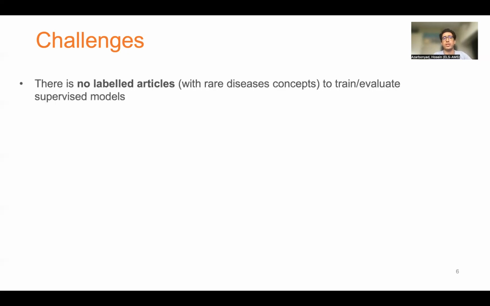The first one is that there are no labeled articles with rare disease concepts to train or evaluate any supervised model. And also the expertise on rare disease is also rare. So it's really difficult to find people who can help us with building a large collection of labeled articles so that we can build models that can learn from those articles.